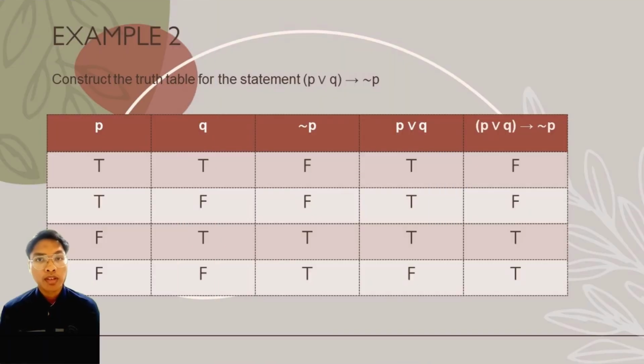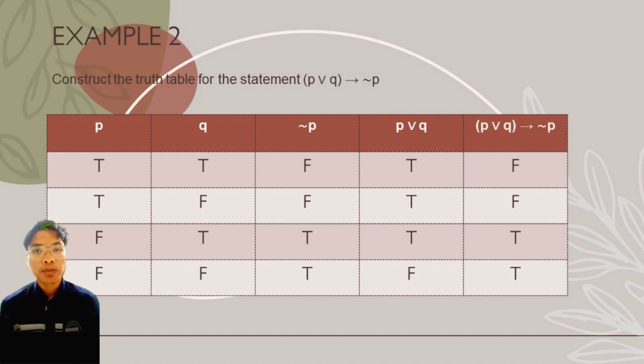For example 2, we have to construct the truth table for the statement P or Q implies not P. So we create a column for P, Q, proposition not P, proposition P or Q, and proposition P or Q implies not P. For P, the truth value is true, true, false, false. For Q, true, false, true, false, and for not P, we just negate the P statement, which is false, false, true, true.